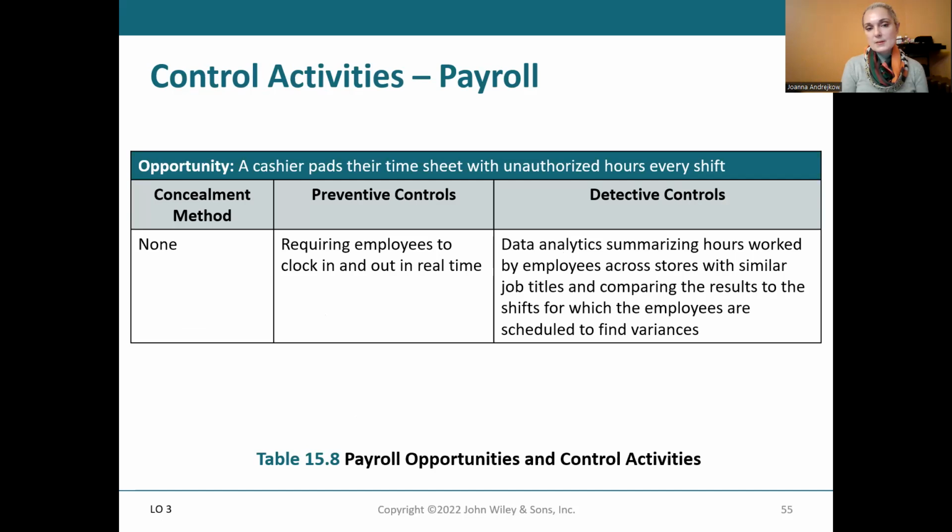A preventative control might be to require employees to clock in and out in real time rather than writing their hours on a timesheet. And detective controls using data analytics can be used. Data analytics can summarize the hours worked by employees across different stores with similar titles and compare the results for the shifts to see if there are schedule variances. So for example, if you have employees at the same store opening and closing, and one works 8 hours and one works 10 hours, there might be a problem and a red flag to investigate further.